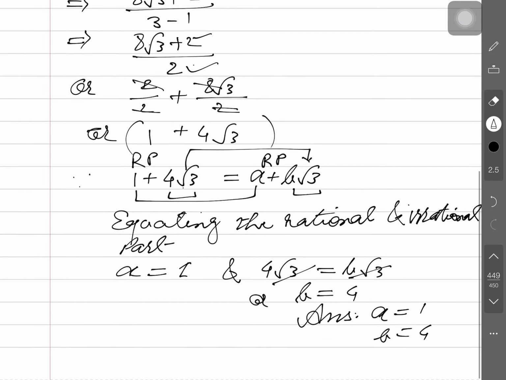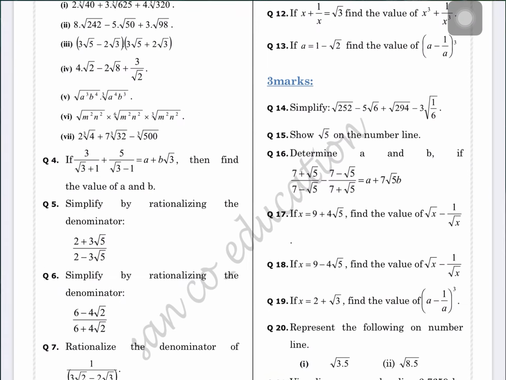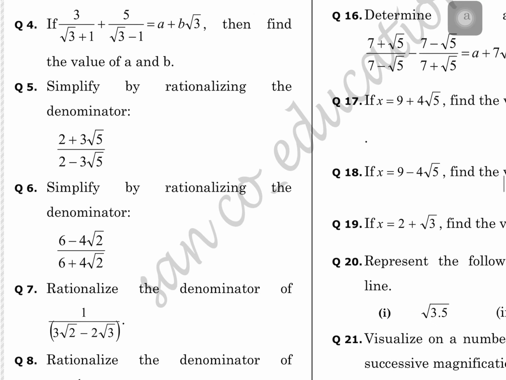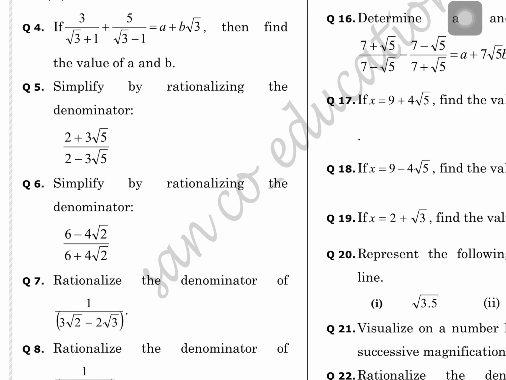Okay guys, now see the next question. The next question is: simplify by rationalizing the denominator. The question is the same, but the vocabulary of asking is different. The question is saying simplify by rationalizing, so it is already giving a hint. Sometimes it just says simplify the following expression.